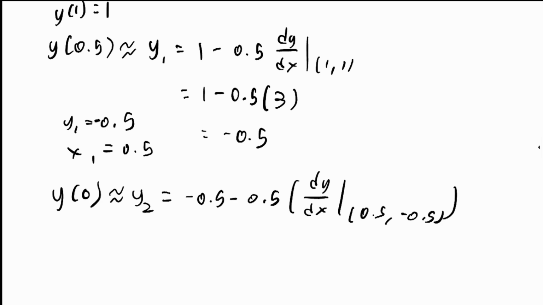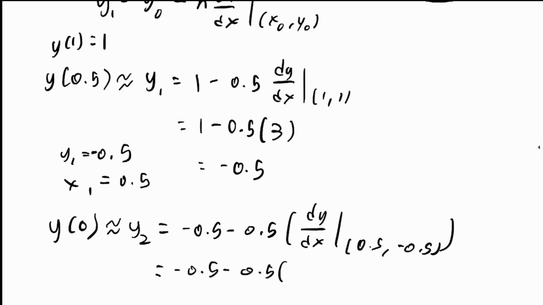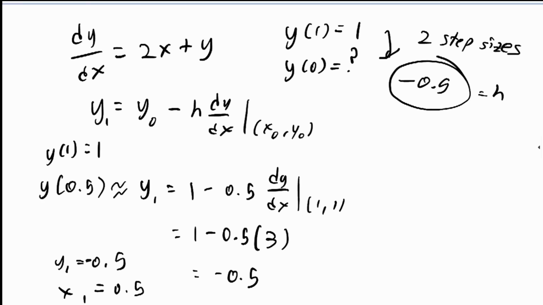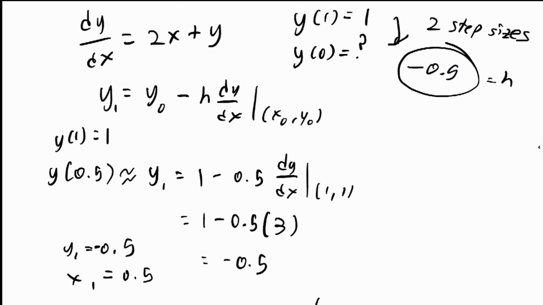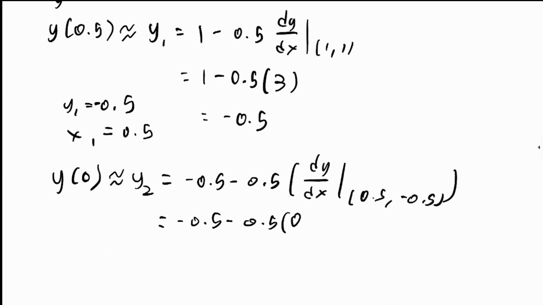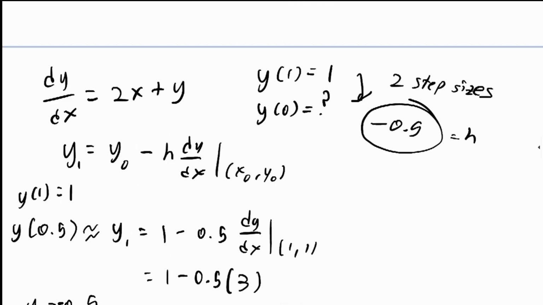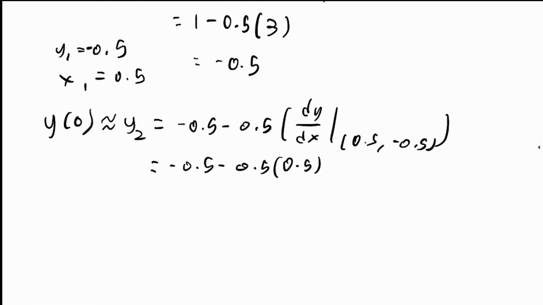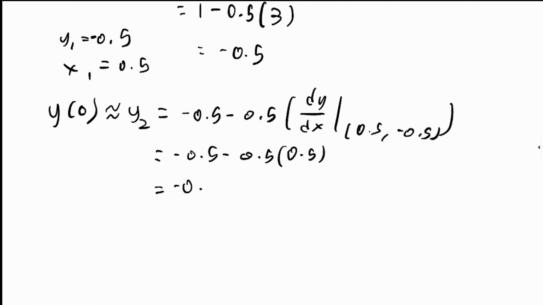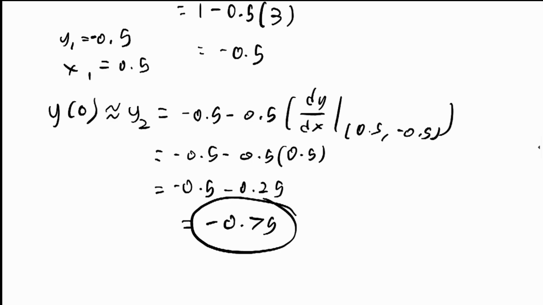And this is where the math gets a little annoying, especially for the AP test. But it'll just be negative 0.5 minus 0.5 times, plug in 0.5 for both of these. We will simply get 1 minus 0.5, which is 0.5. And from here, it's negative 0.5 minus 0.25. And this is negative 0.75, which is the approximation that we're looking for.